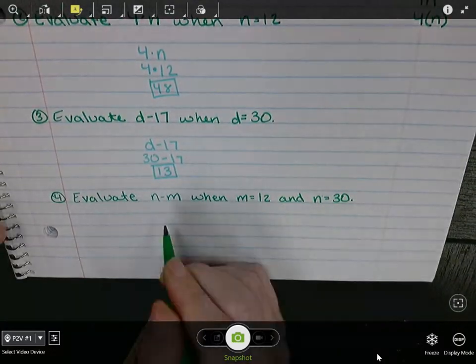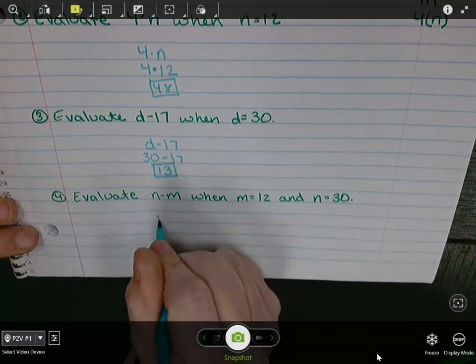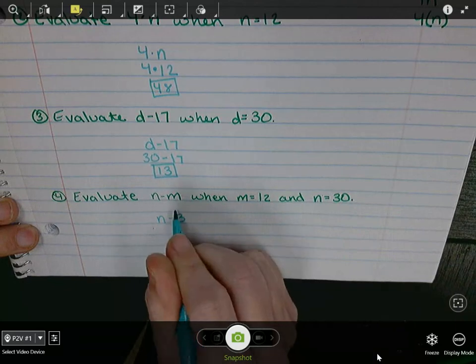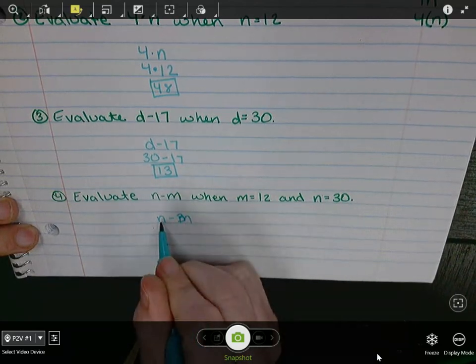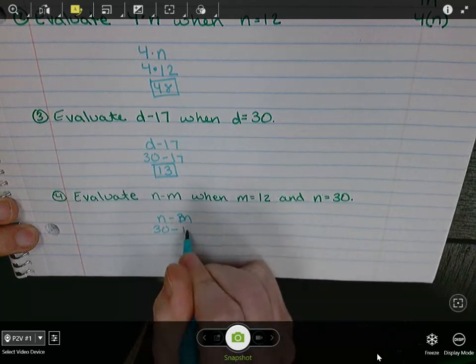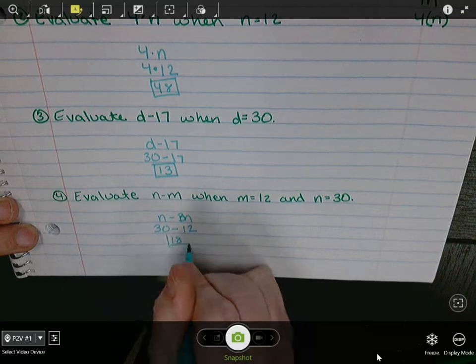Okay. All right, so we start off with our n minus m. And for n, we substitute in 30. Sorry, that should say m, not 3. For n, we substitute in 30, minus m, which is 12. So 30 minus 12, and 30 minus 12 is 18.